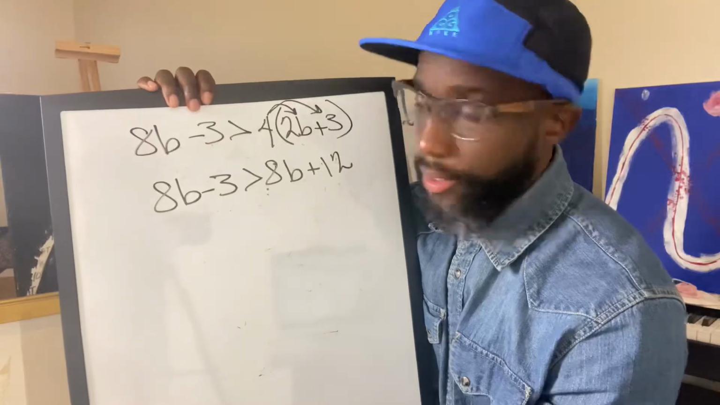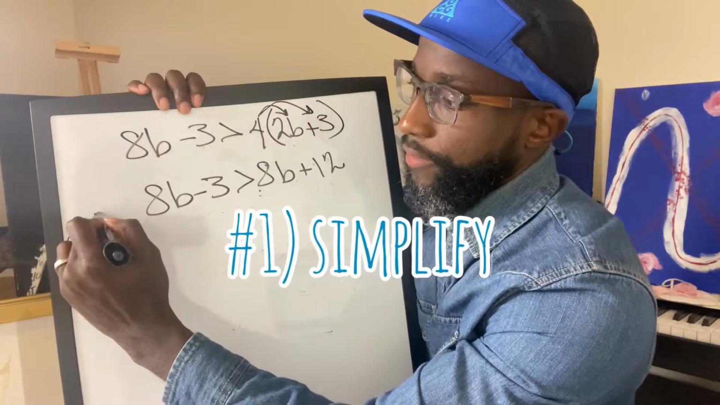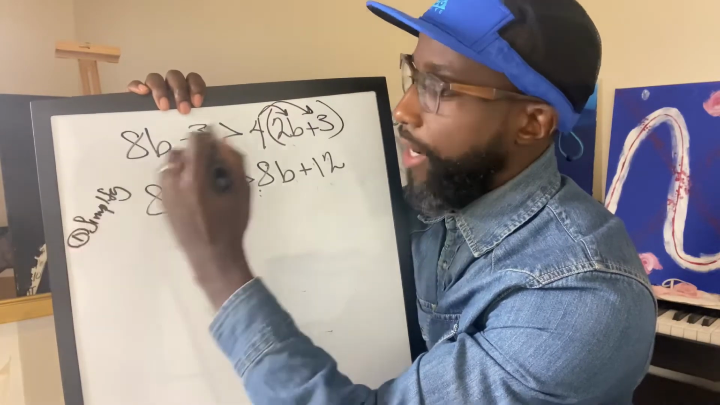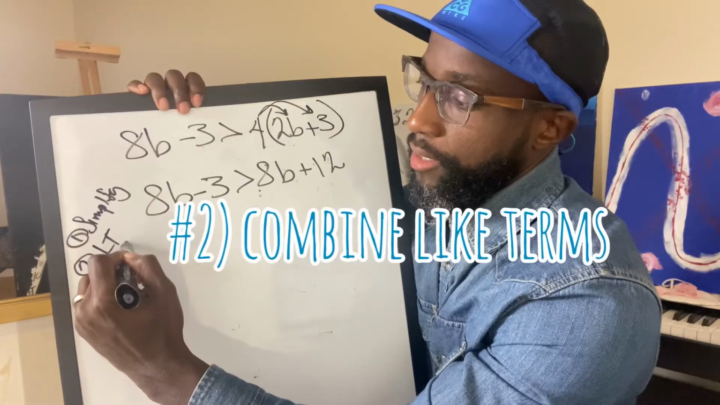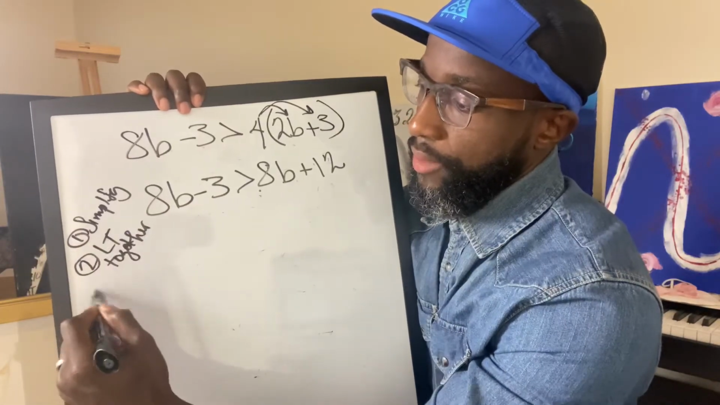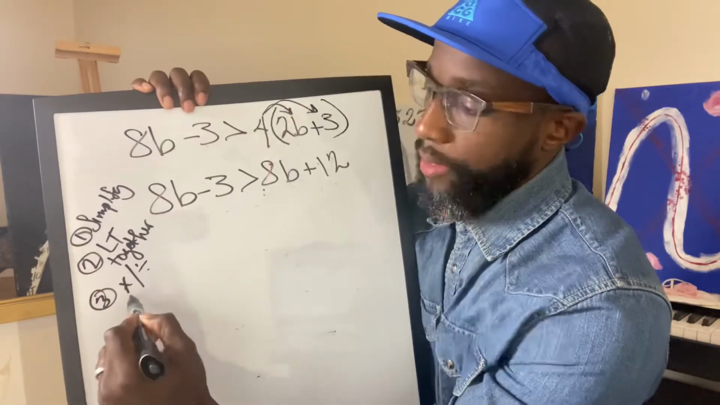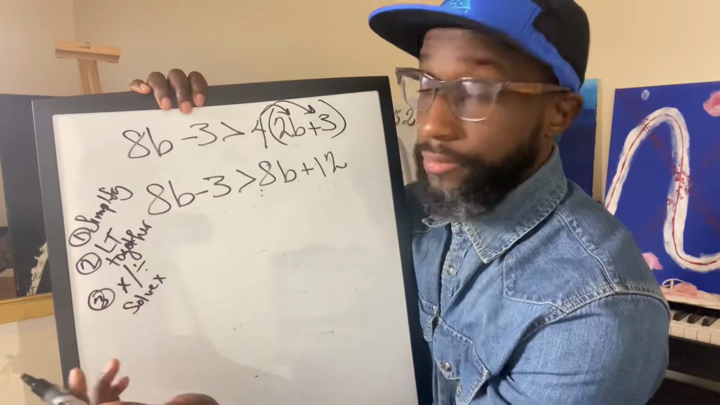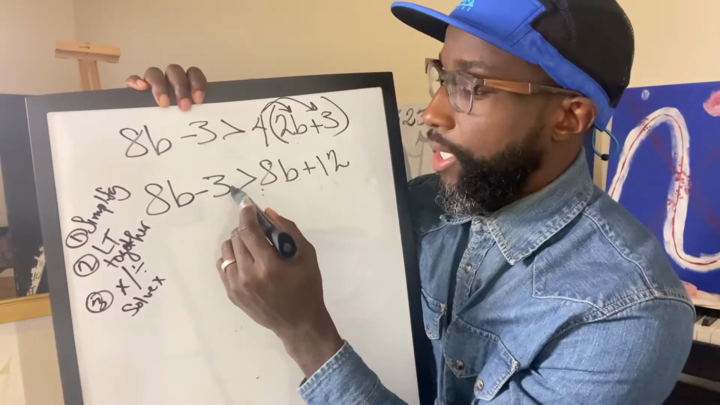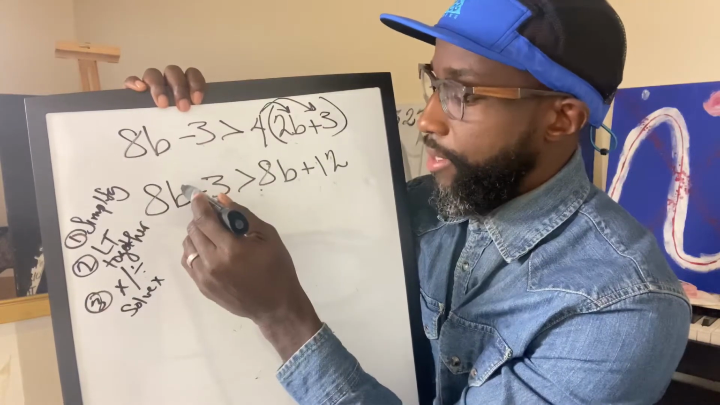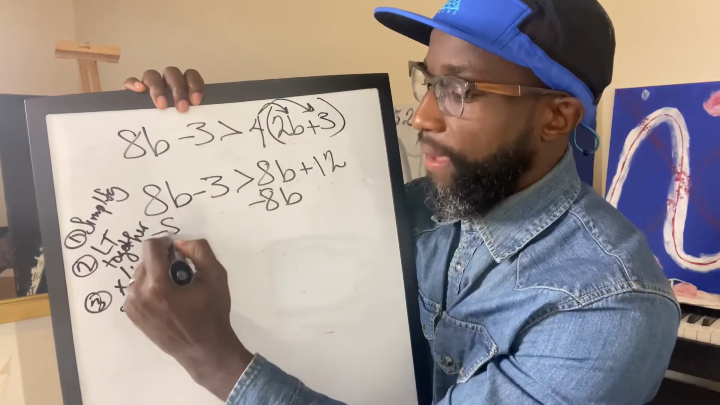Now from here, so step 1 was simplify. We'll simplify. That's what we did right here. Step 2, we put the like terms together, right? Then step 3, we're going to multiply or divide, right? Essentially solve for x, okay? So here we're at step 2, put the like terms together. So we'll move the 8b over there first, right? So we'll subtract both sides by 8b.